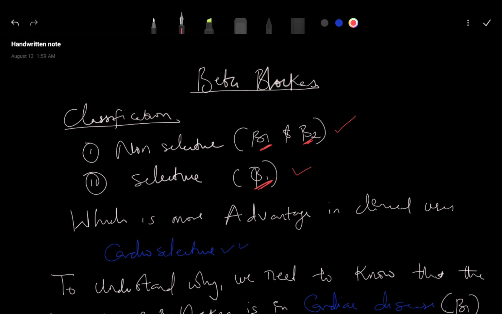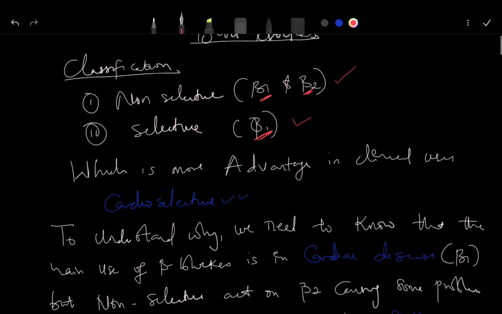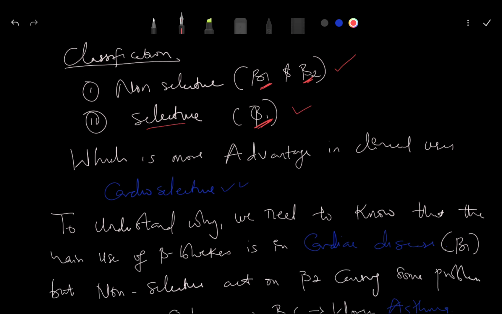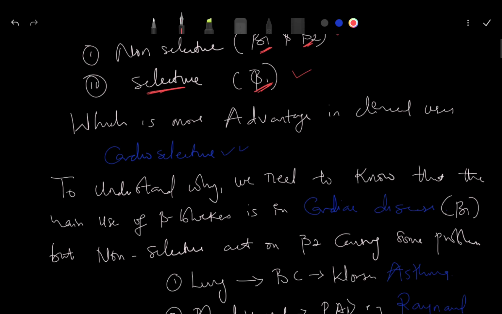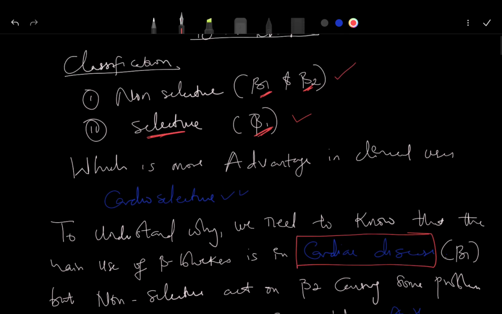Now, between the non-selective beta blockers and the selective beta blockers, which of them do you think is of more advantage? The one that is of more advantage to us is the selective beta blockers. The reason for that is because the main use of beta blockers is to treat cardiac diseases or cardiac conditions. That's why we developed the selective beta blockers, or the cardioselective. These ones are called cardioselective.